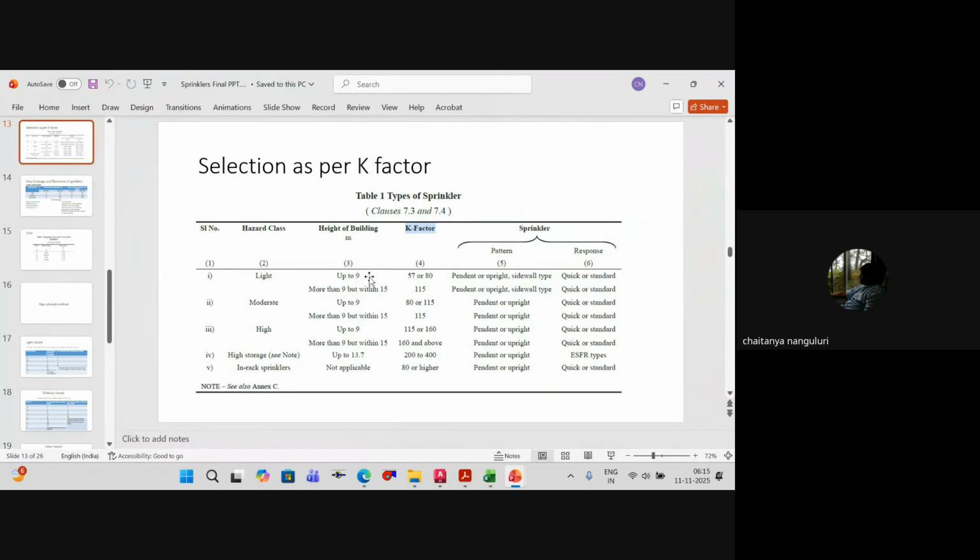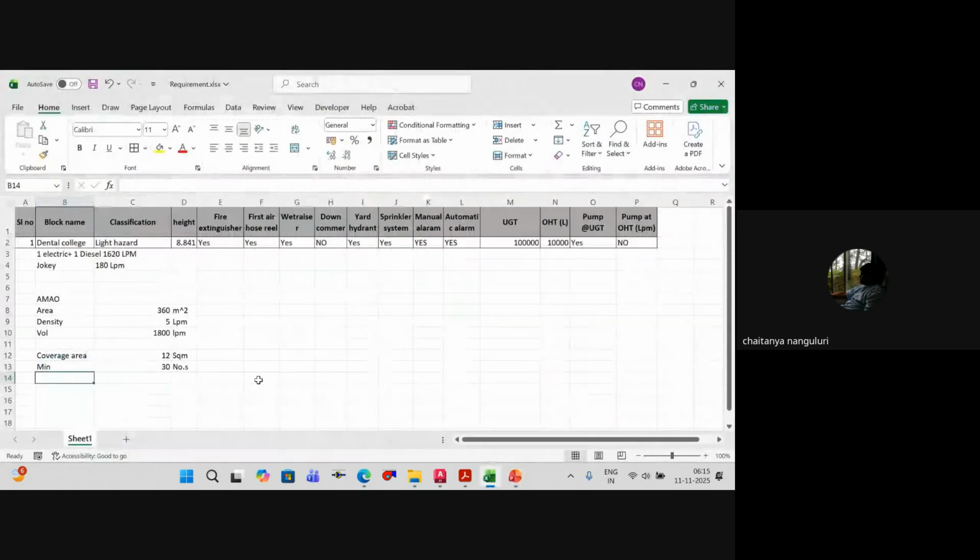In a floor, when you install it, that particular floor is what counts. You understand? For that reason, it's up to 9 meters only. Our building is hardly 3.5 meters, I mean each floor. So if we take ordinary hazard, we have to consider the ordinary hazard values. That will be 80 or 115. So we will take 80. Is it fine? Okay. So we can take up to 9 meters, which means 80 or 150. I'll choose 80 for my ease because obviously it will have a lesser flow rate. That's the reason. So the K factor is 80.